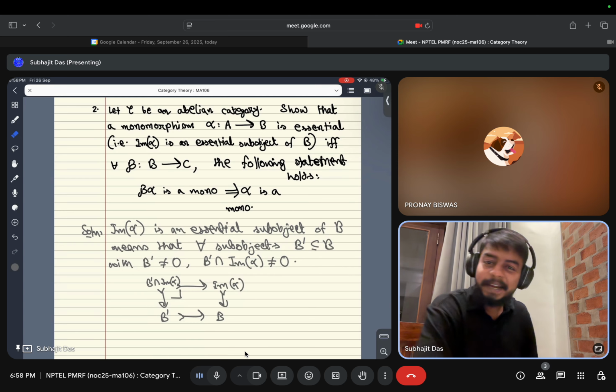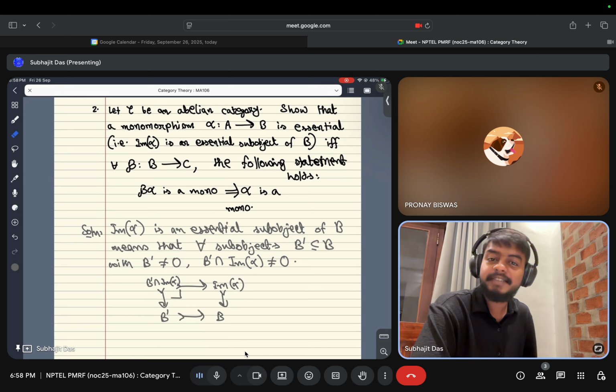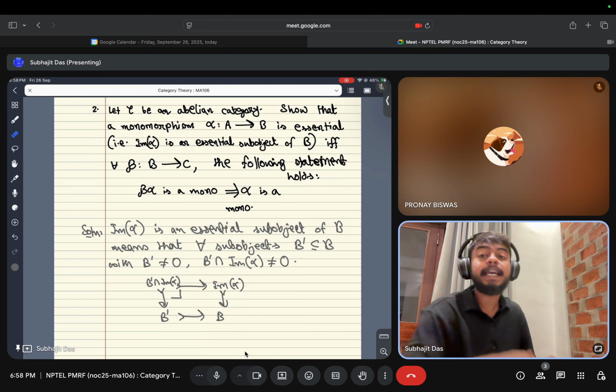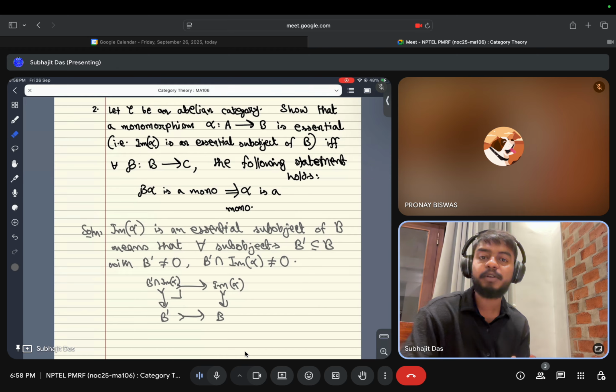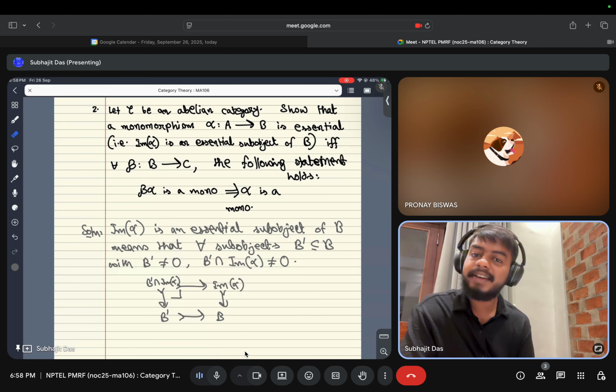Yeah. So getting back to the problem. What do we want to show? We want to show that a monomorphism alpha from A to B is essential if and only if for all arrows beta from B to C the following statement holds: that beta alpha is a mono should imply that alpha is a mono itself.